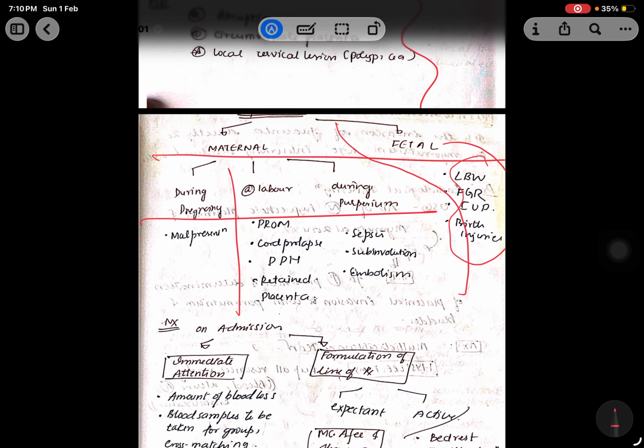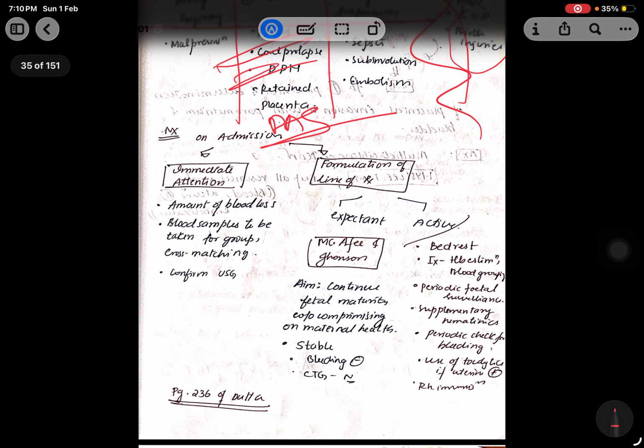And again during labor you might have cord prolapse or PPH, and also PAS, that is placenta accreta spectrum. If placenta is not going into the myometrium, then these are the puerperal causes. So again, management, this is the main thing, but here I have just given a proper idea.